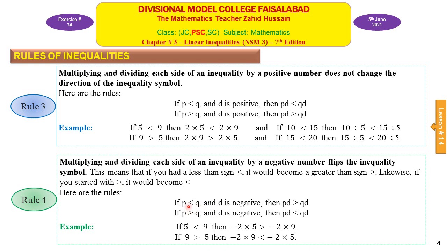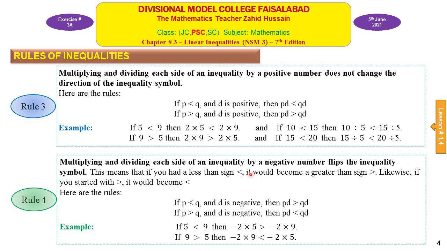That is, if in the original inequality there is a less than sign, multiplying or dividing both sides of the inequality by a negative number, it will become greater than. And if the sign in the original inequality is greater than, then multiplying or dividing by a negative number, it will become less than. So less than will become greater than, and greater than will become less than. So if P is less than Q and D is a negative number, multiplying both sides of this inequality by negative number D, the sign of inequality will be changed. These are the examples.